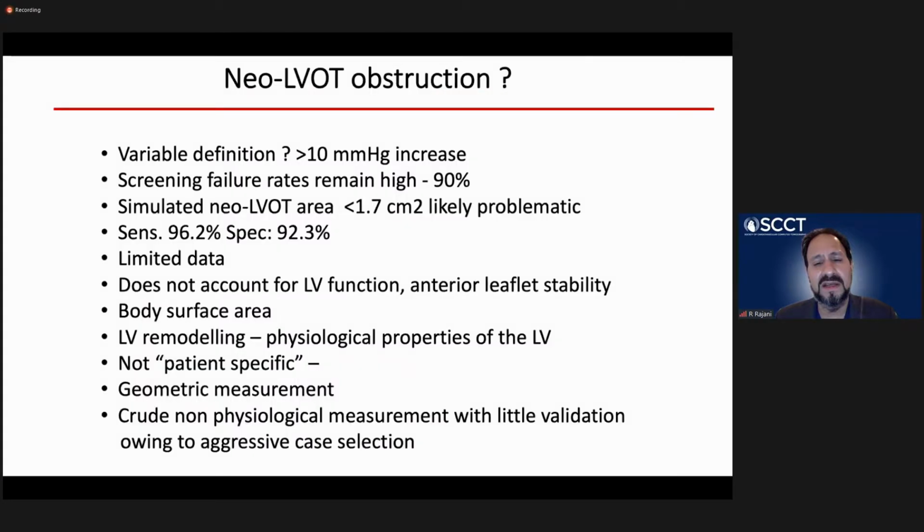One of the major issues that we have in terms of neo-left ventricular outflow tract obstruction, which is a highly cited issue with transcatheter mitral valve replacement, is that there is a variable definition in the literature. And one of these issues is really that people are defining a neo-left ventricular outflow tract obstruction as an anatomical reduction in the area of the outflow tract, when all of us, I think, can appreciate that actually outflow tract obstruction is a physiological phenomenon.